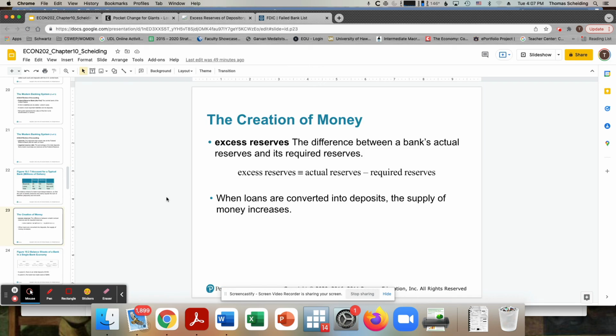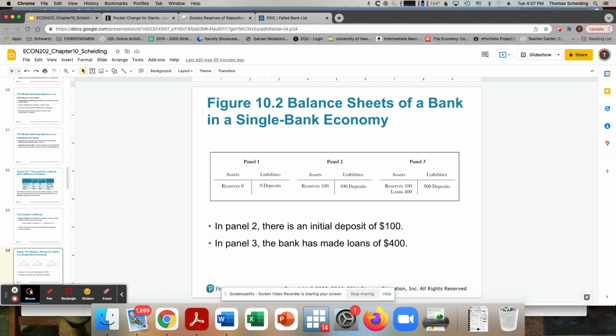So if banks are holding excess reserves, what we see is this process in the fractional reserve banking system where initial money grows into more amounts. So let's talk through this here. There's an initial deposit of $100, and it's deposited.